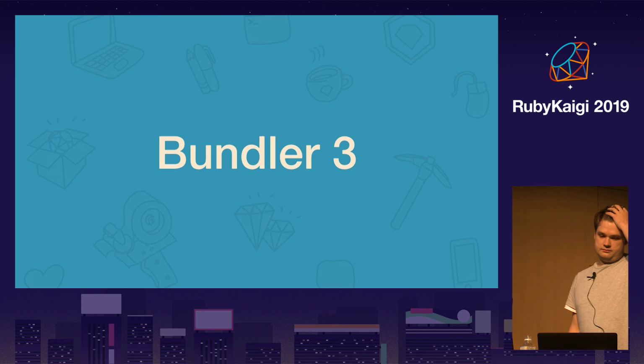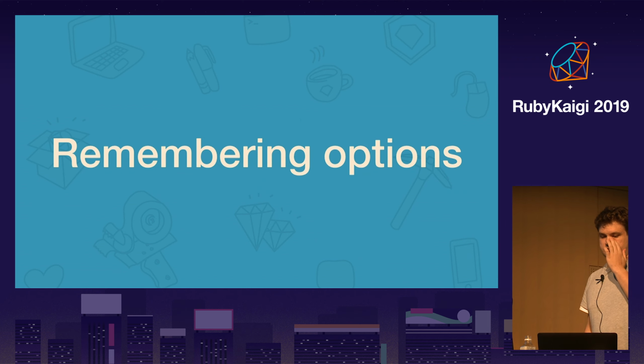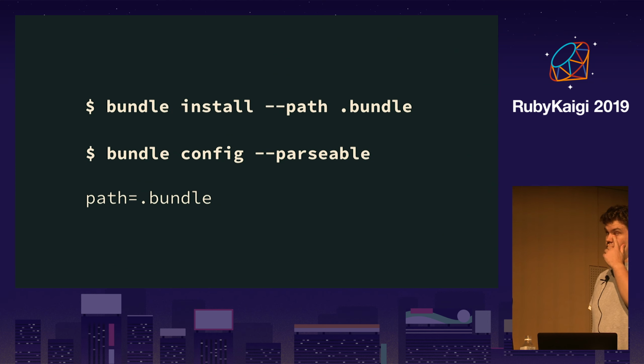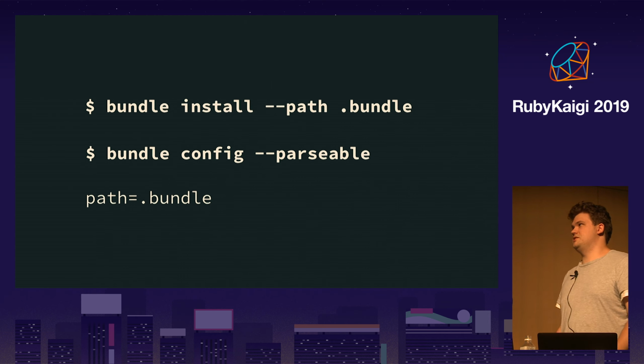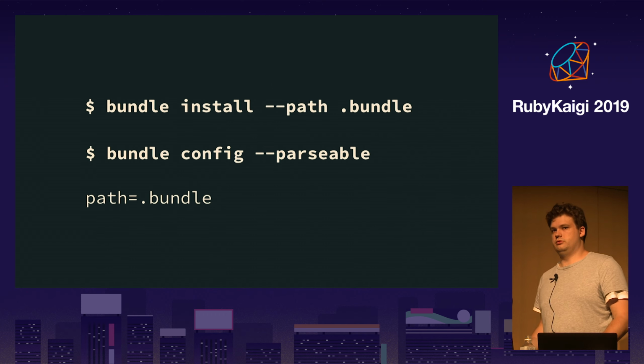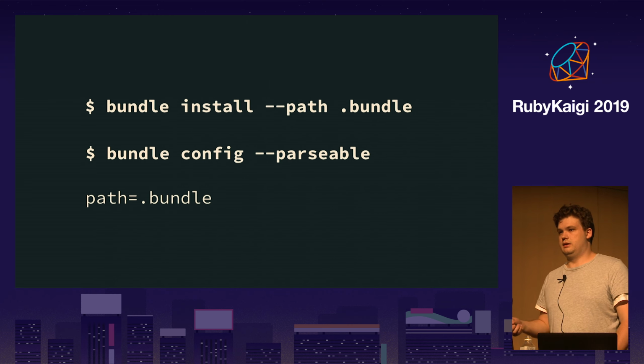For Bundler 3, this is going to be the release where we intentionally break some stuff. First thing is going to be remembering options. At the moment in Bundler, pretty much any option you pass into things like bundle install, bundle update will be remembered, so that if you then afterwards do bundle install without any options, it will pull all the configuration that's been remembered out from the bundle config and then run all that again.